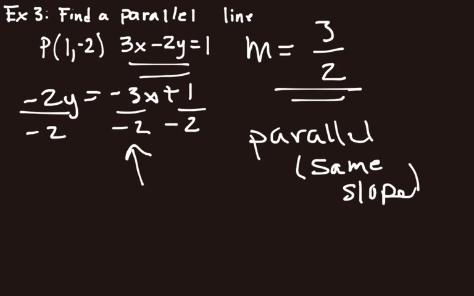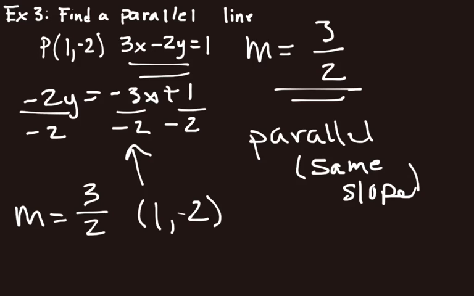So same slope. Point. So now we're back to m equals 3/2, and my point is (1, -2). And now we're back to what we were doing before. I have a point and a slope, just like last time. So the only thing I have to do is go to y equals mx plus b, plug this stuff in, find my b, put my slope in my equation, and I'm done. Try that.